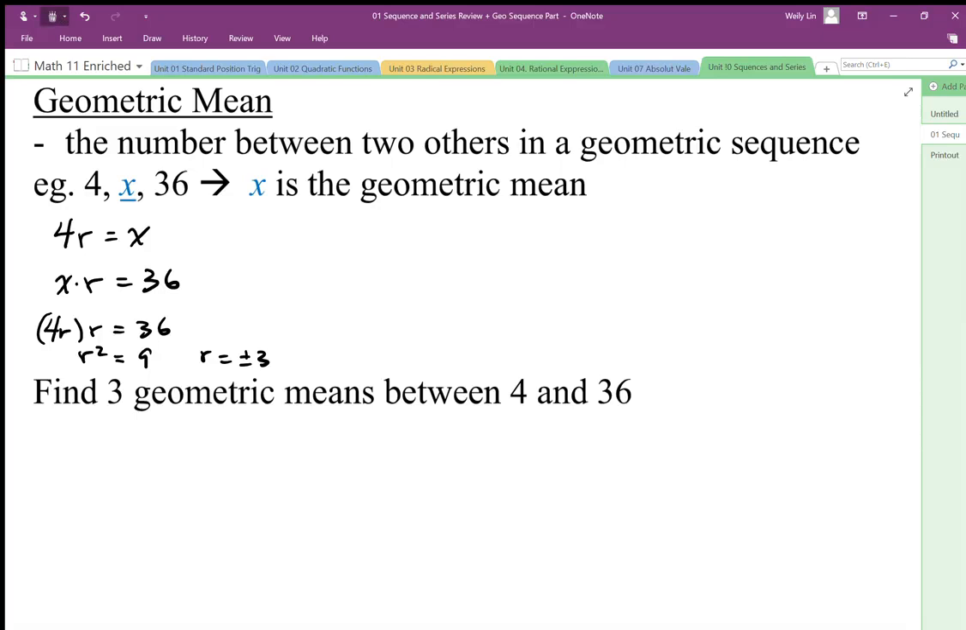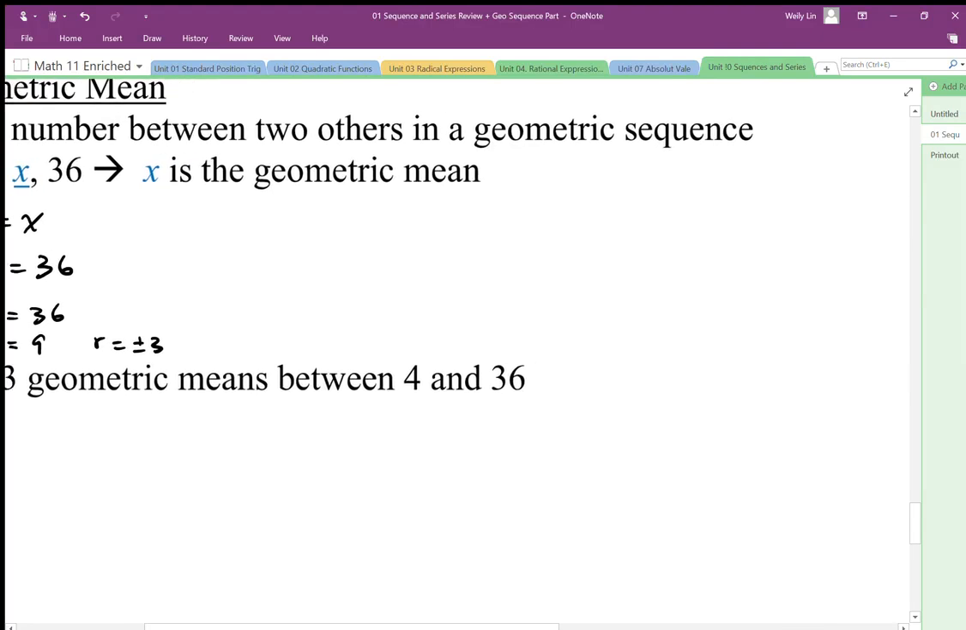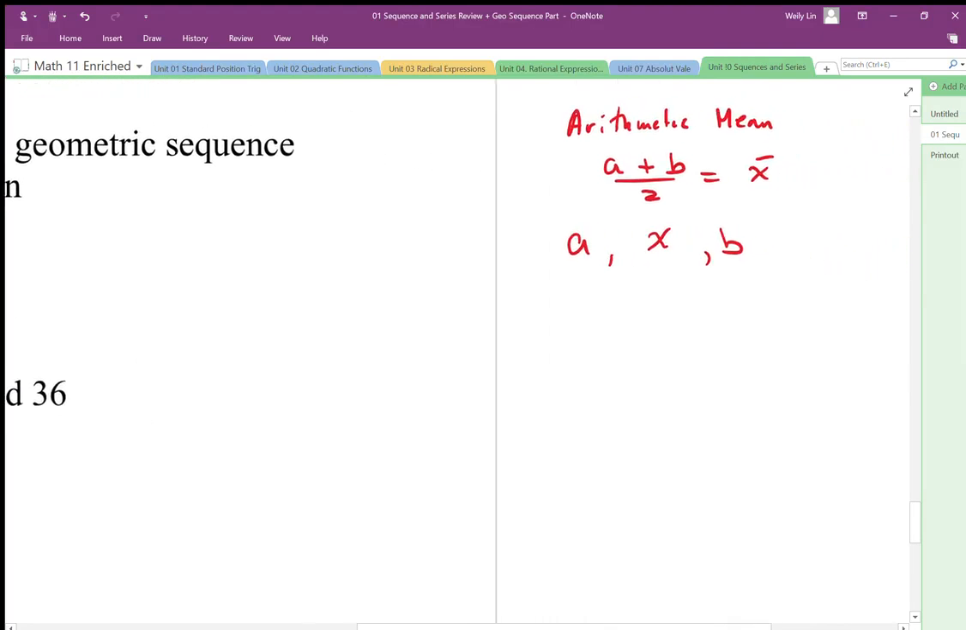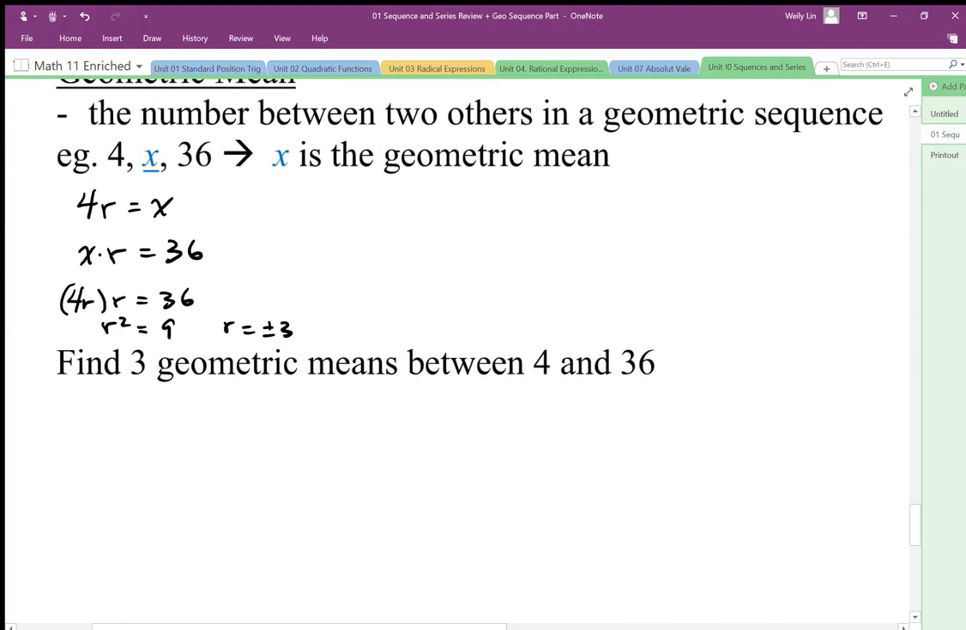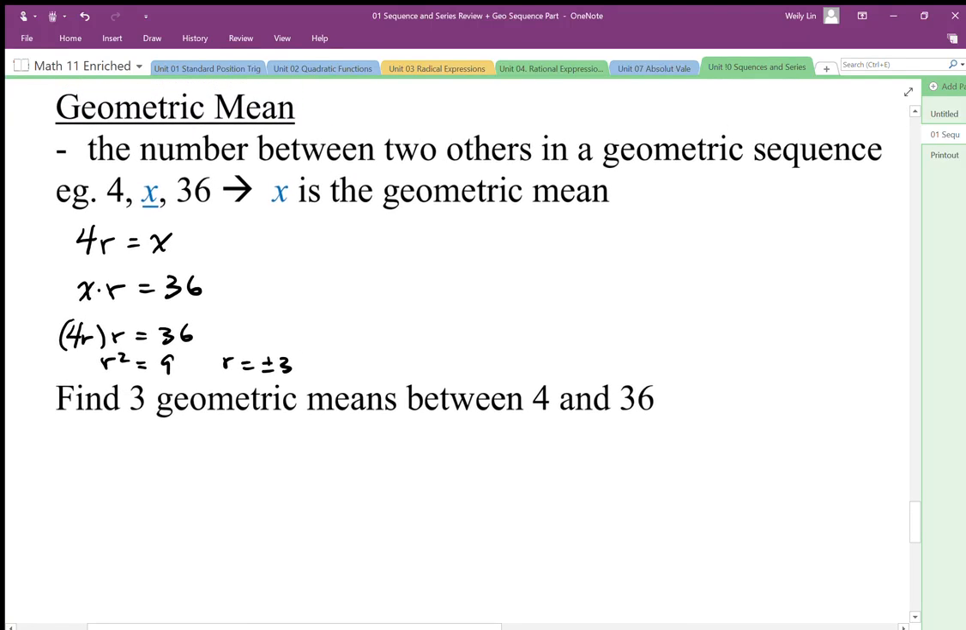But we can also do this in a slightly different way, using the same idea. The arithmetic mean is the middle of an arithmetic progression. We find it by adding and dividing. The geometric mean is the middle of a multiplying progression, so we're going to find this by multiplying and rooting. Okay, so I'll show you how this works.